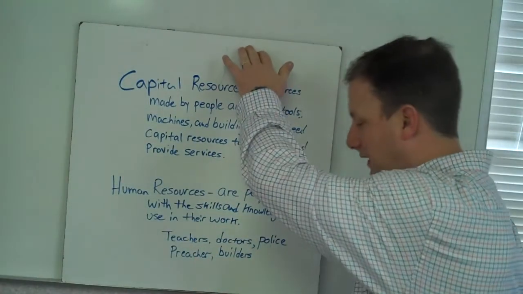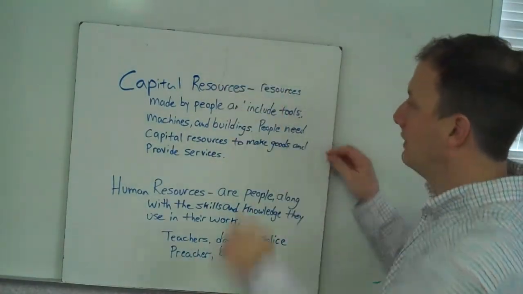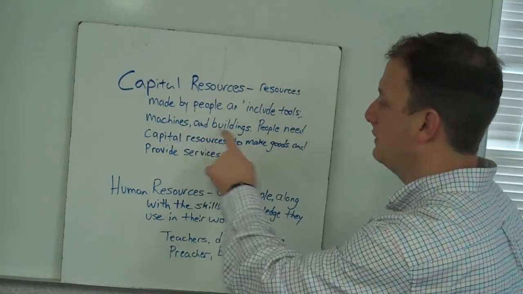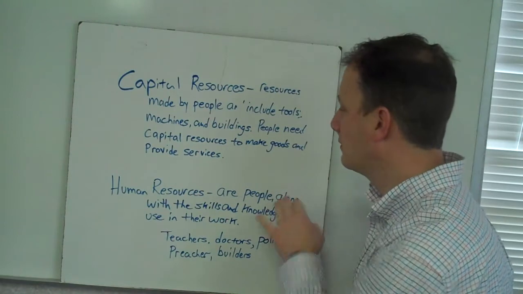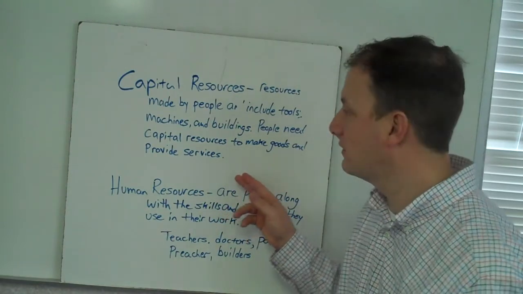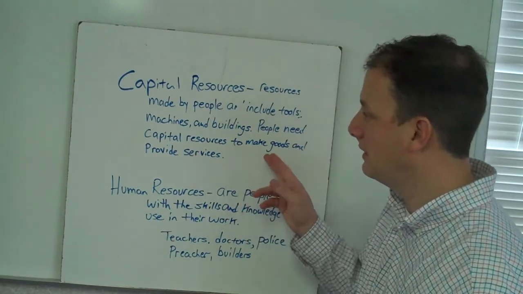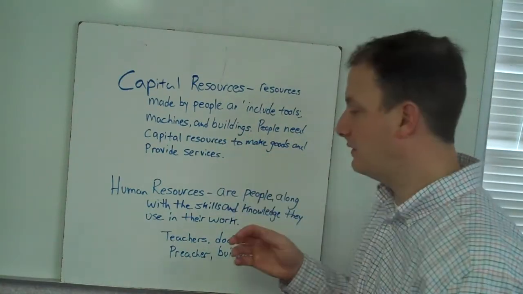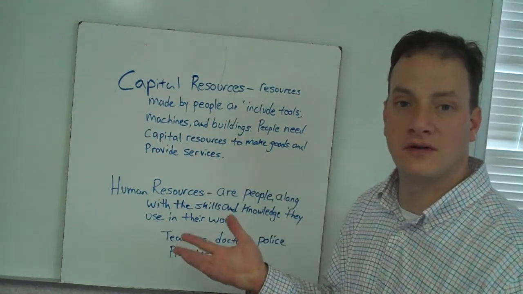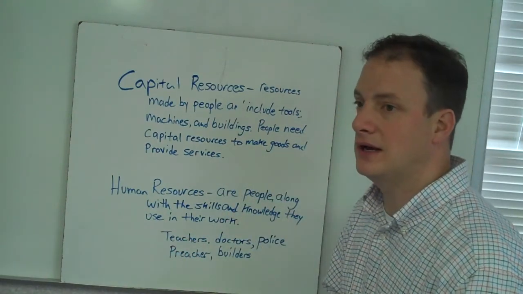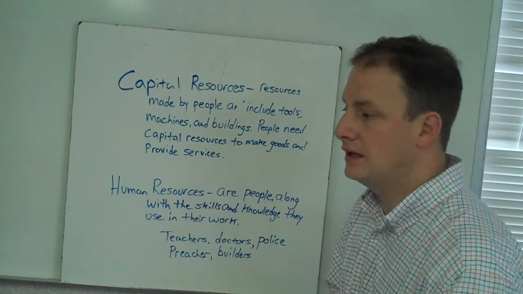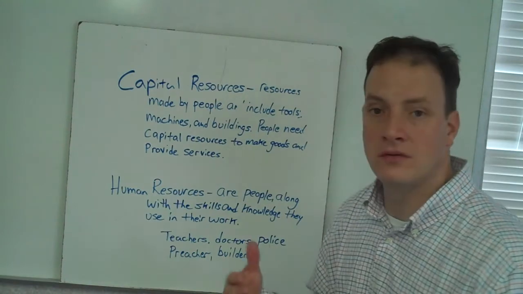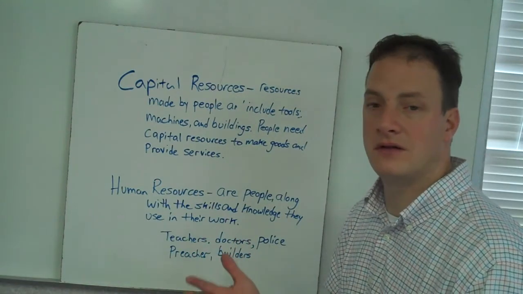Okay, next we have capital resource. A capital resource is a resource made by people and include tools, machines, and buildings. People need capital resources to make goods and provide services. For example, a capital resource, it says, is a machine. Okay, these are made by people. We need machines in order to help us to provide services. For example, let's say a farmer needs a machine, a tractor, in order to plow their fields and to plant their crops.